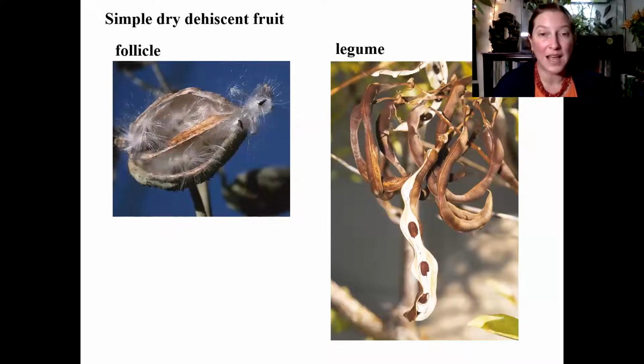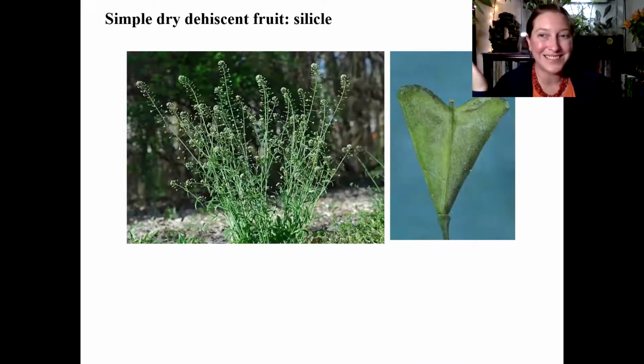Now these are ones that are dehiscent, meaning they will split open naturally. One example on the left here, we see a follicle in this milkweed. Then a legume, which is all of your different peas, like a green bean is a legume. Shepherd's purse, right, with your silicle. So that's a picture of the plant and all the seed pods on the plant. That's a close-up of one silicle, a heart-shaped silicle.